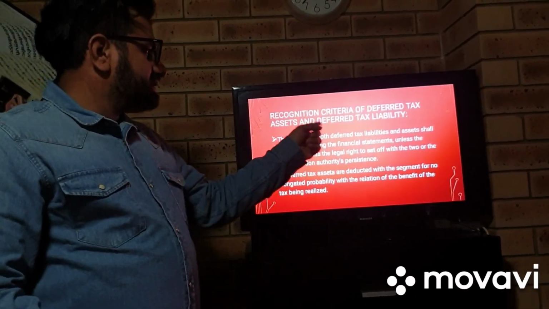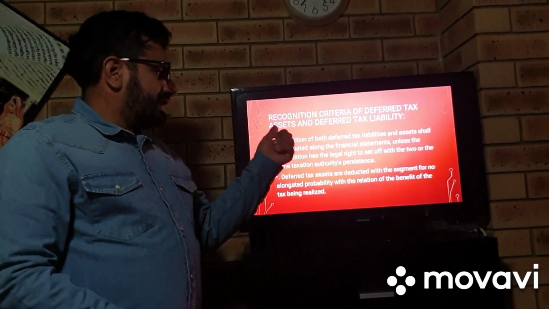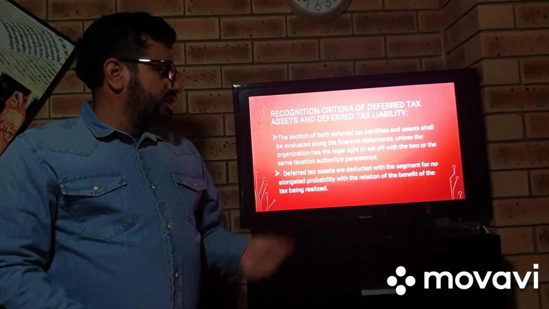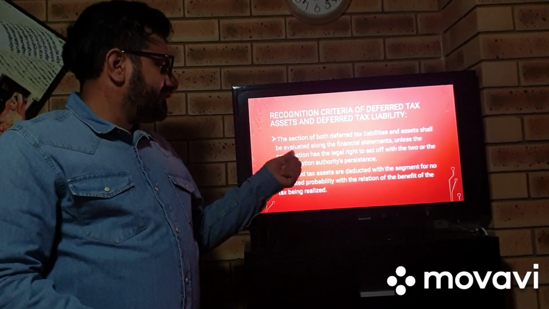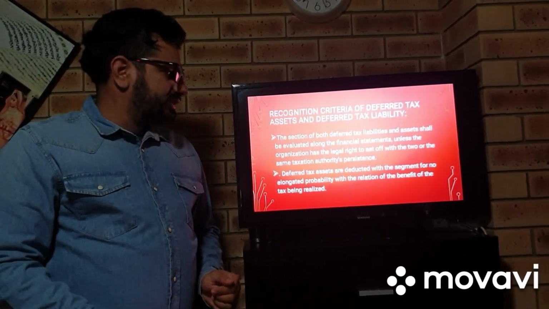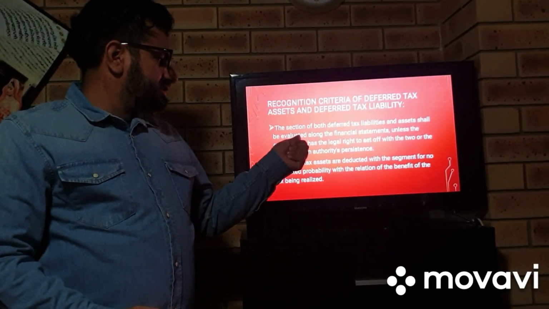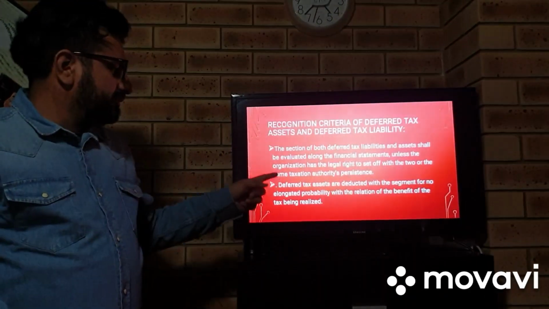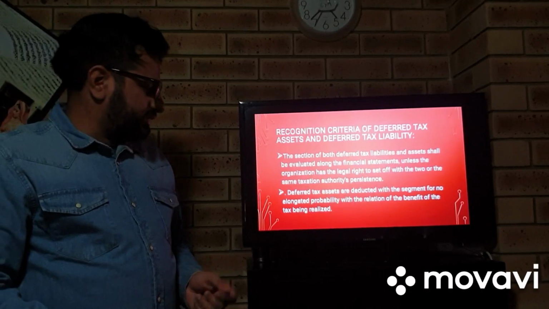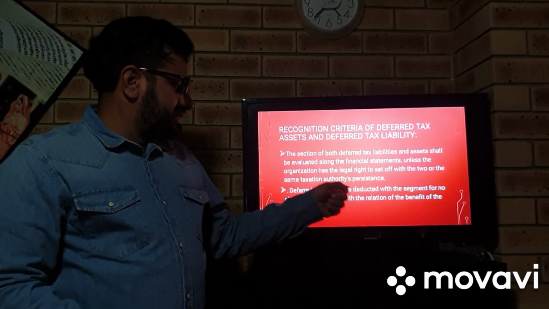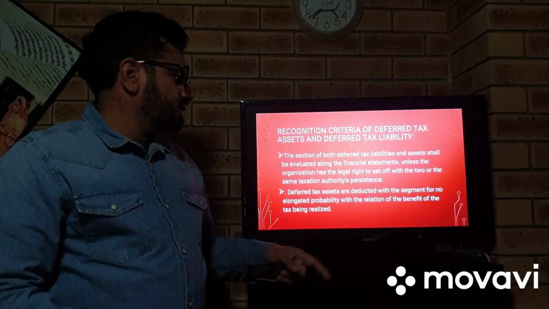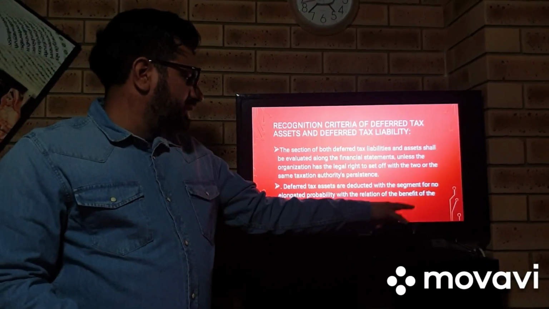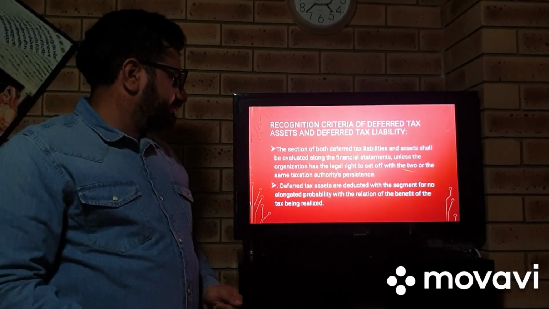Now we can recognize the criteria of deferred tax assets and deferred tax liability. In this section, both deferred tax liability and assets shall be offset in the financial statements unless the organization has the legal right of set off with the same taxation authority, and the deferred tax assets are deductible with the statement where there is a probability that the benefit of tax will be realized.